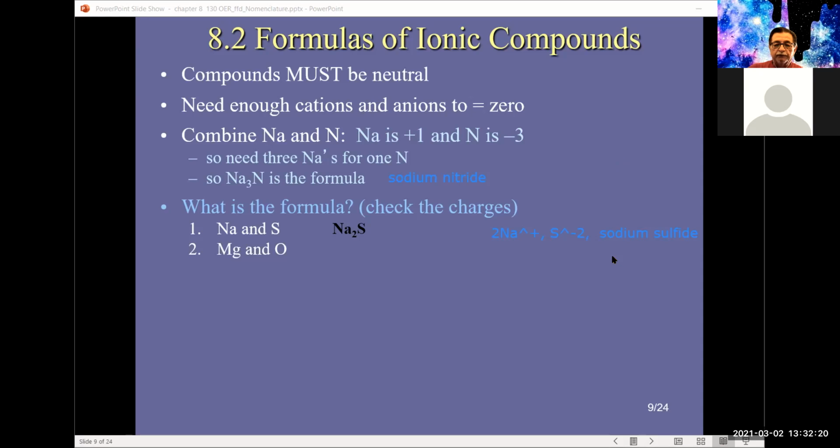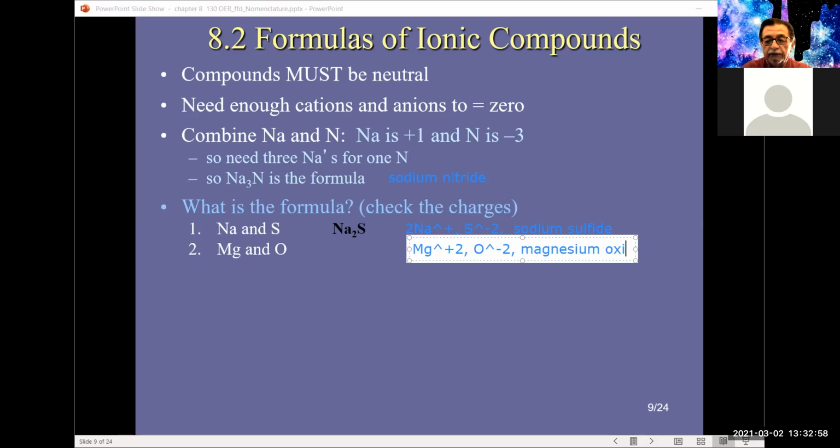All right, the next combination. Let me organize this a little better. All right, similar scenario. We've got to get the magnesium. We know it's in group 2, so it's going to have a +2 charge. We know the oxygen is in group 6, so it will end up with a -2 charge. And the name will be magnesium oxide. Notice there's no prefixes here.